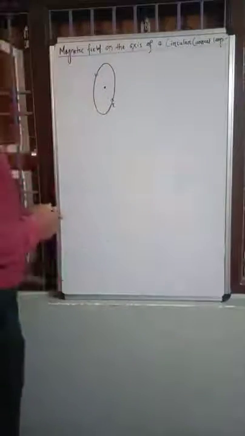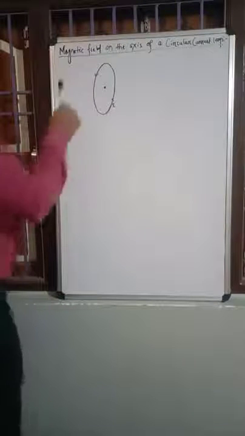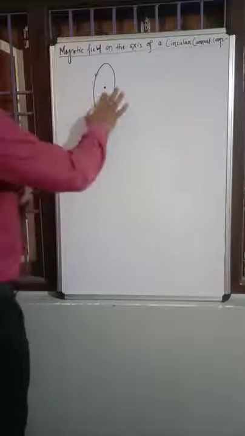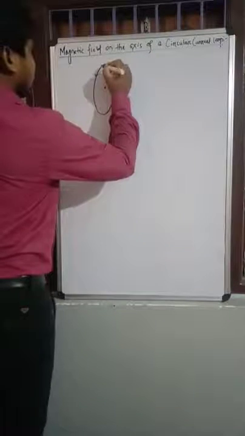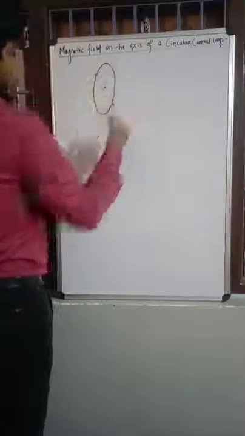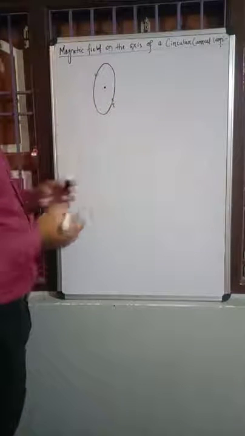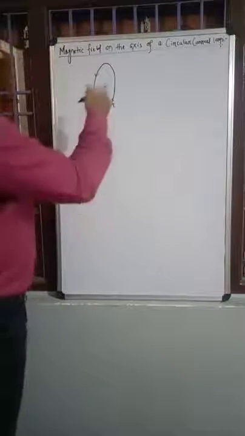Okay students, now in this video we will be calculating the magnetic field on the axis of a current carrying circular loop. What will be the value of this magnetic field on the axis of a current carrying circular loop, that we will find out in this video.